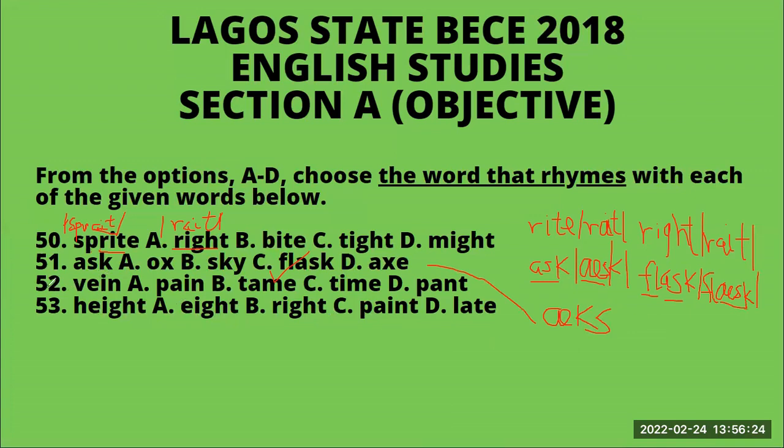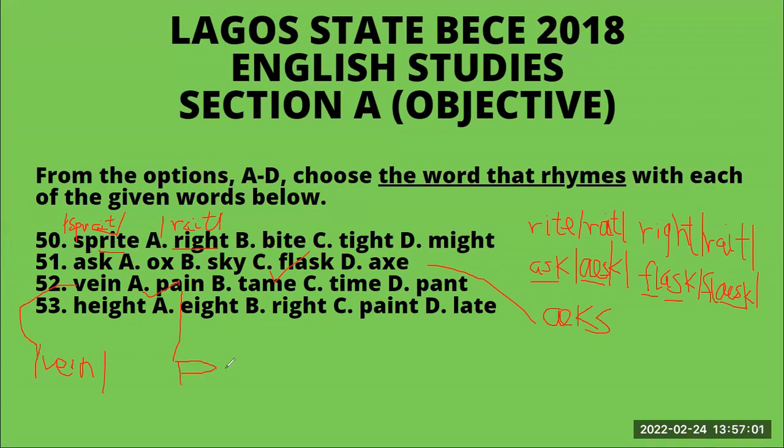All right, so question number 52, we have vein. Vein is just the same way it is written. Those are the sounds, those are the speech sounds, the phonetic symbols we use in representing them. All right, this is it. Then a pain, yes, this is correct because here we have pain.